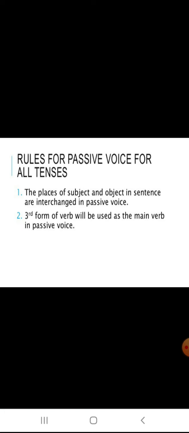Now let us see the rules for passive voice for all the tenses. The places of subject and object in a sentence are interchanged in passive voice, as I told before. The third form of a verb will be used as the main verb in the passive voice. Third form of a verb means a past participle verb. Tenses which cannot be converted, which we cannot change: present perfect continuous tense, past perfect continuous tense, future continuous tense, future perfect continuous tense.